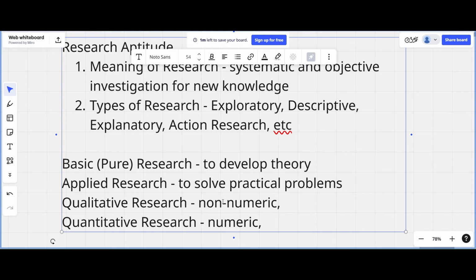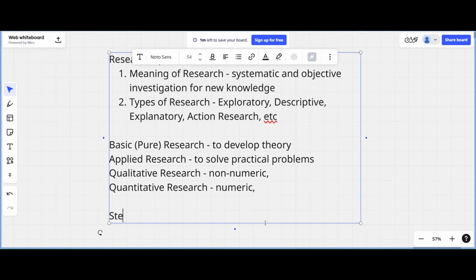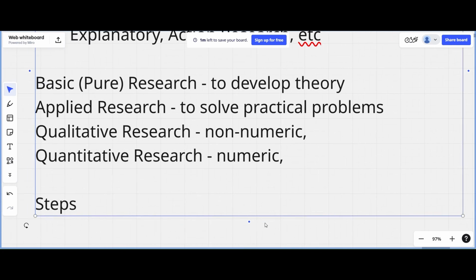And next, let's do steps in research, then we'll wind it up, because it's already 10:30. Steps in research.